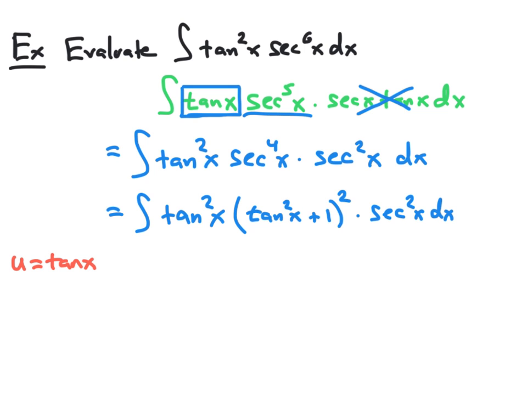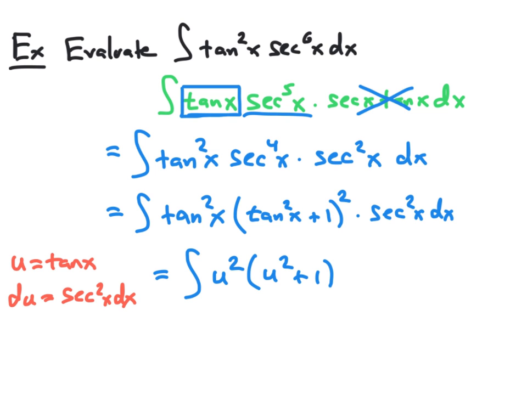Now we have our secant squared isolated, everything else is in terms of tangent, and so we're good to go with our substitution, u equals tangent of x. And of course, that means du is going to be secant squared of x dx, which we already have in our integral. And so here we end up with the integral of u squared times the quantity u squared plus 1, squared, du. And so now we have a relatively straightforward integral to compute in terms of u.